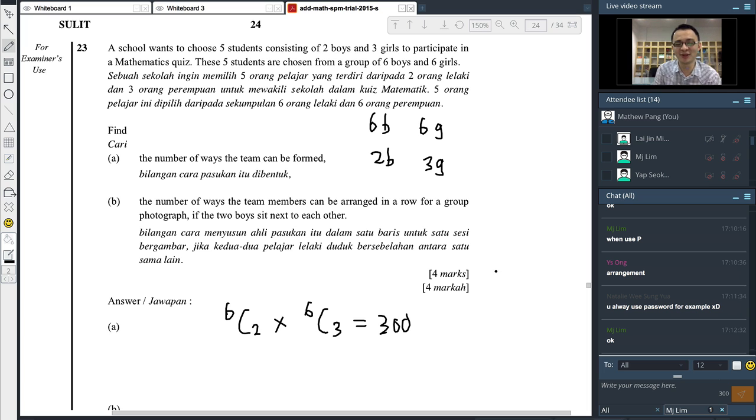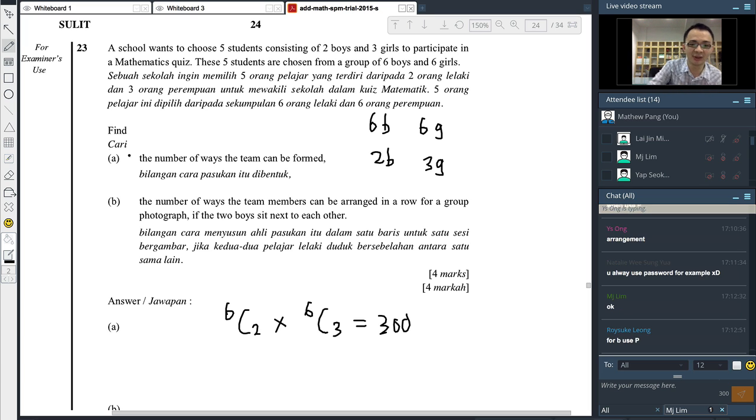But if you still cannot understand, you can think whenever you see number and letter, you just use P. If you see not number and not letter, you just use C. But this one is not 100%. I can say it's 85 to 90% like that. Okay? Let's move on.